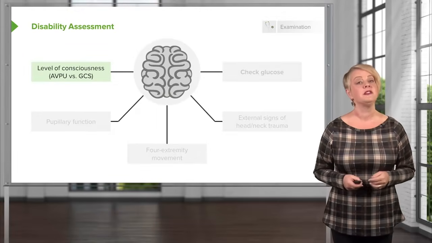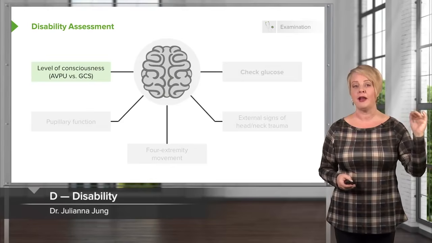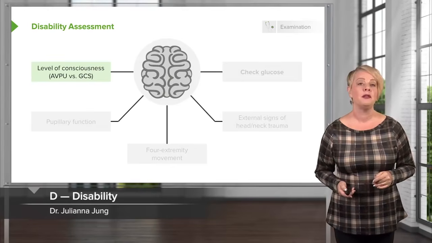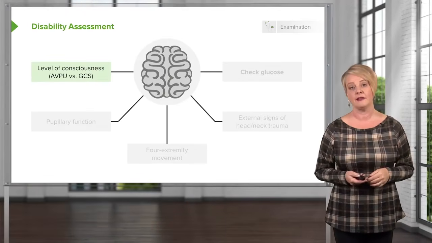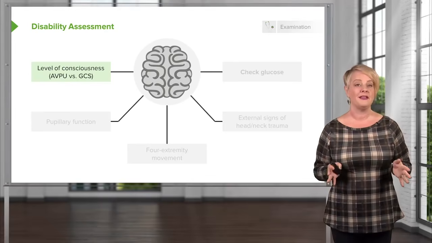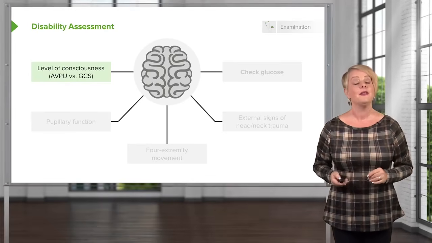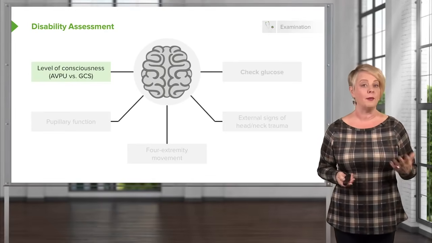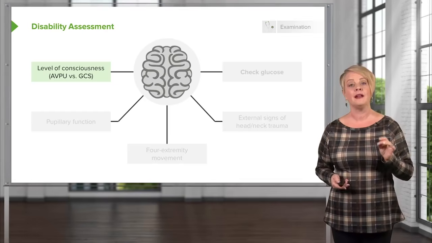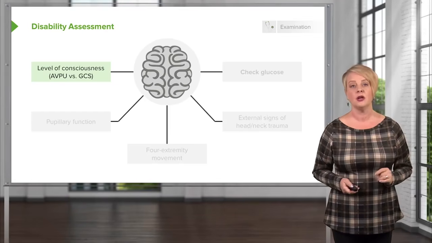All right, moving on to our disability assessment. So once we've covered A, B, and C, the next thing we want to think about is our patient's neurologic status. So we always want to formally assess their level of consciousness. The Glasgow Coma Scale is what's used most commonly for this, and we're going to talk about that in some detail in our head injury lecture.